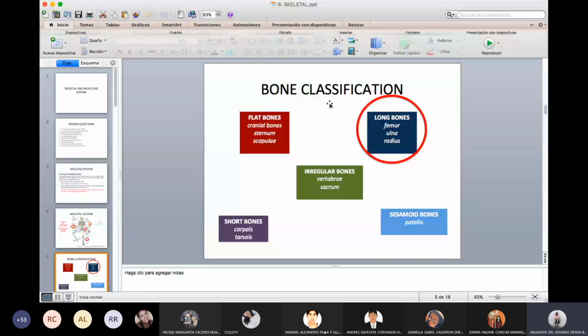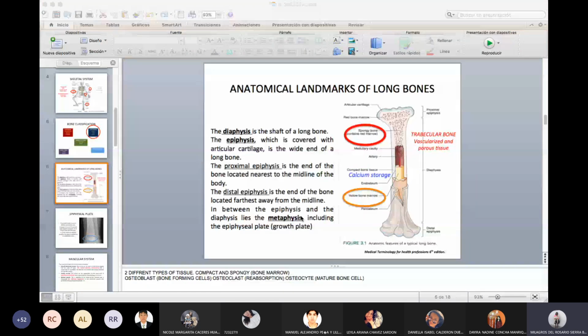And some anatomical landmarks of the long bones. For example, diaphysis is the shaft of the long bone, so this. The epiphysis here. Remember what is, someone has to turn off their microphone. Okay. So then we can talk about the metaphyses that include the growth plate.